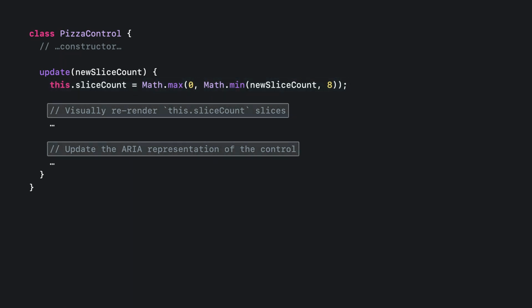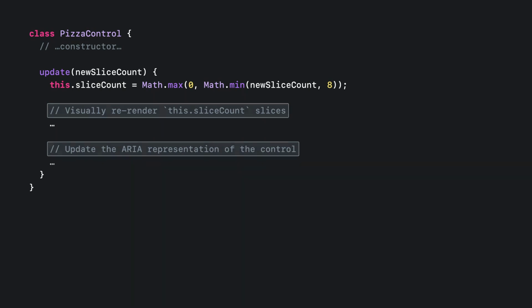Next, we need to ensure we update both the visual and ARIA representations of our control. When building custom components, a good rule is that if you're updating the visual representation of your component, you also need to think about how you'll be updating the ARIA representation. In this case, we need to update both the ARIA value now and ARIA value text attributes to inform users of assistive technologies of the new control state.